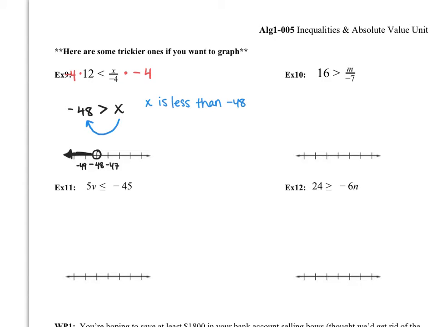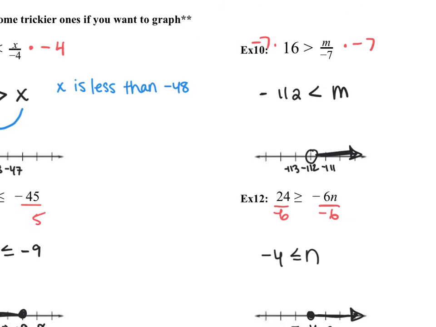Try examples 10 through 12. Pause the video, press play when you're ready to check your answers. So on example 10, to get m by itself, we would multiply both sides by -7. Since we're multiplying by a negative, our inequality sign is going to reverse.